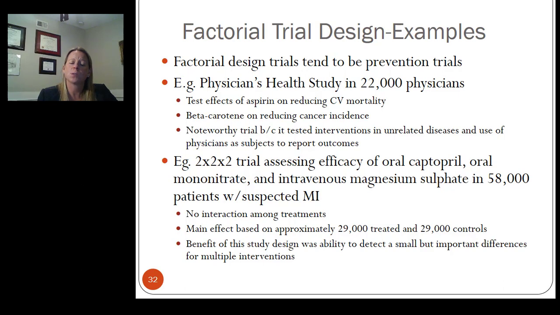Another example would be a 2x2x2 trial to assess the efficacy of 3 different interventions among patients with a suspected myocardial infarction, or a heart attack. And this was a doable design because there was no interaction assumed among those 3 treatments. This had a very large sample size of 58,000 persons.